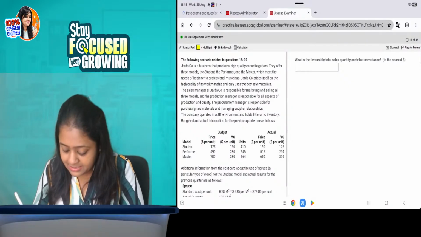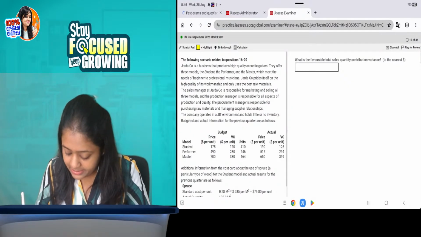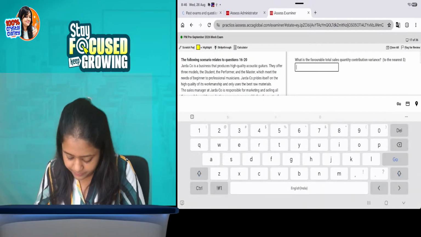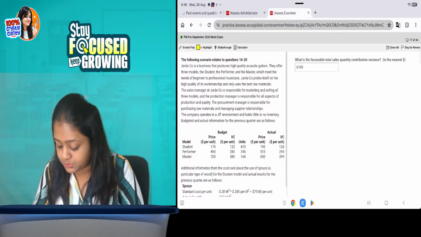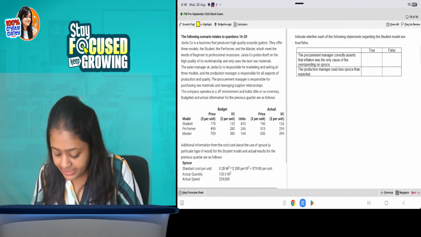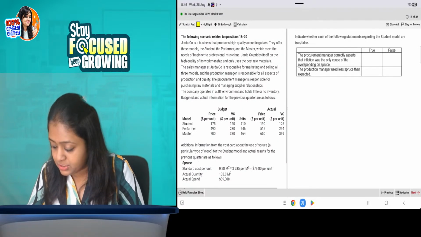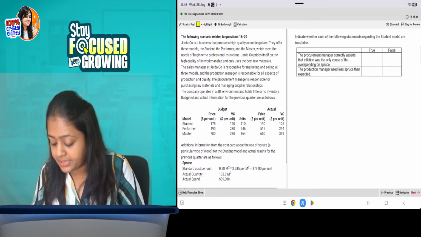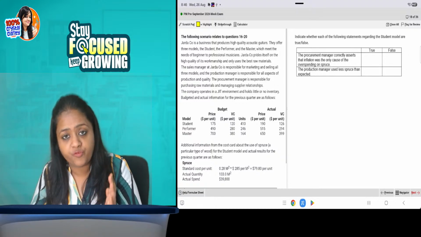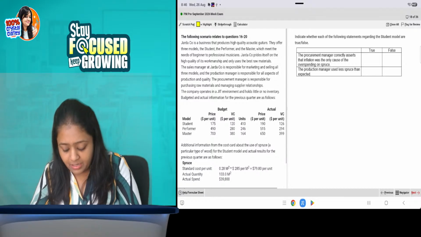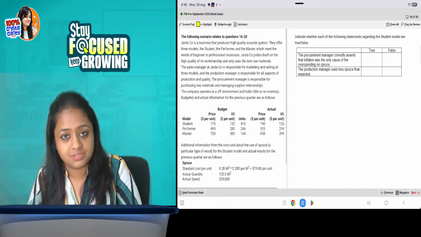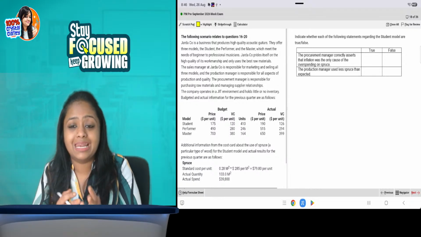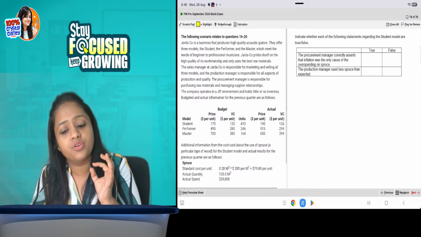Now here my answer is 6180, favorable variance. And the question only says favorable, so we don't need to type it. We just need to type the figure 6180. Let's go to the next one. Indicate whether each of the following statements regarding the student model, they are true or false. So just see, I even did not read spruce, but I'm able to handle these questions. Okay, so always do a selective reading so that you are saving on your time.